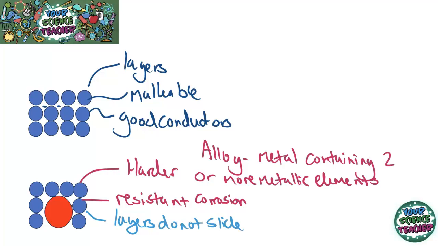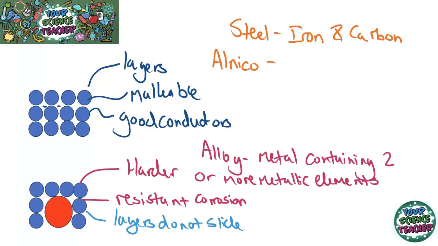And you need to know some examples of alloys. So we have steel, which is a mixture of iron and carbon, and you can actually change the ratio of iron to carbon atoms to change the properties even further. You also need to know al-nico, which in the name is aluminium, nickel, and also cobalt. Due to the fact it contains two magnetic elements, this is also a strong magnet as well. Another example is brass, which is zinc and copper.